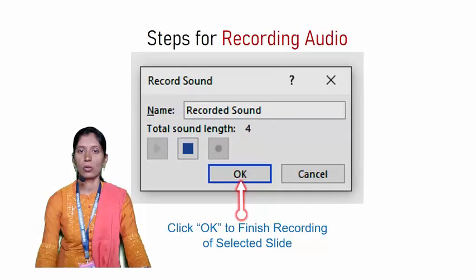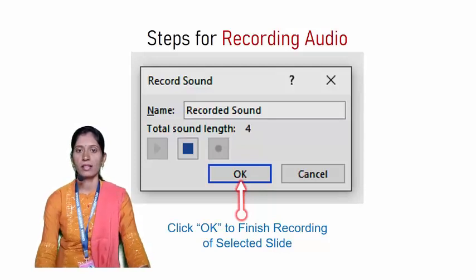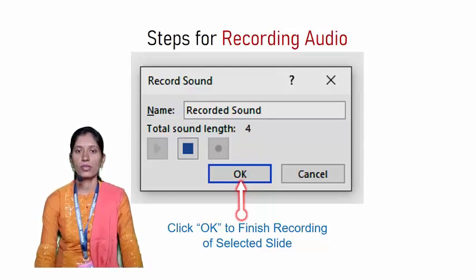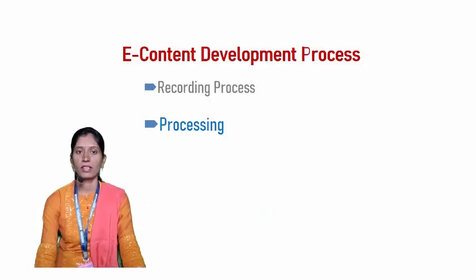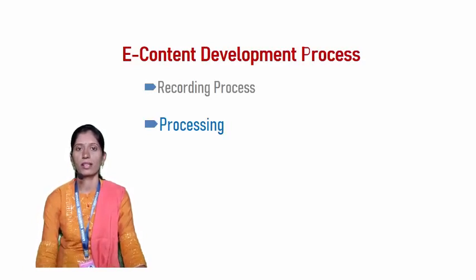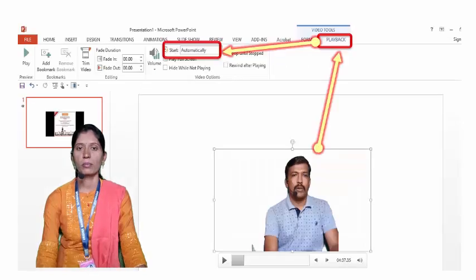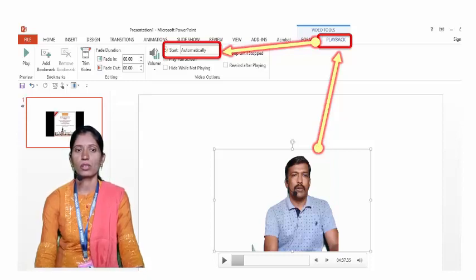Then click the OK button to finish the process of audio recording of the selected slide. Here, audio recording of the selected slide is finished. The same process can be followed to record audio on other slides. In the next part, I will show you how to process recorded audio as well as imported video. Click on the imported video and resize it by dragging the corners. You have to arrange its position on the slide as you want. Click on the video, go to the Playback menu and set the Start option to Automatically.